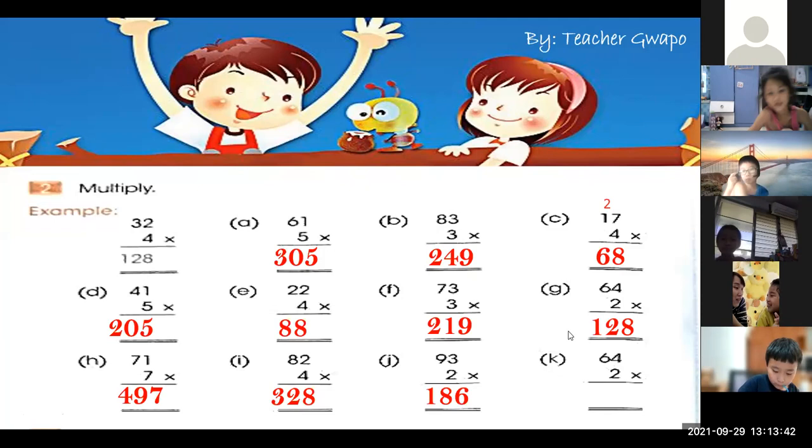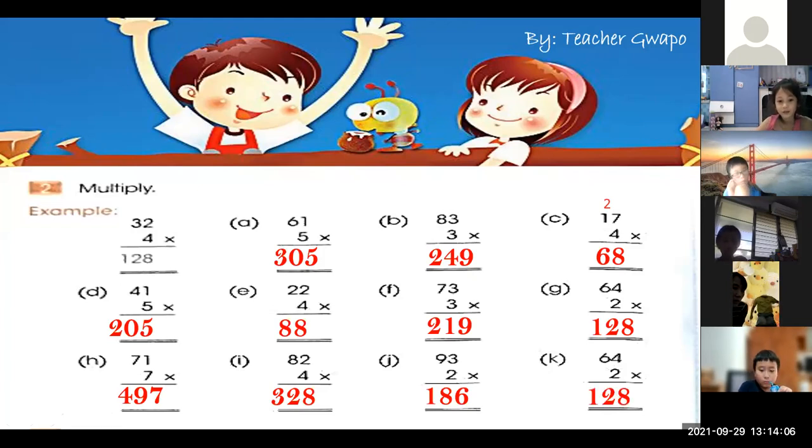Now what's your answer in letter K, please, Alinta? Can I think for a moment? Okay, sure. This is 4 times 2. 128. 128, because 2 times 4 is 8, and then 6 times 2 is 12. So 128. Thank you.